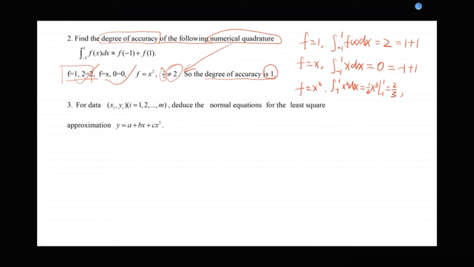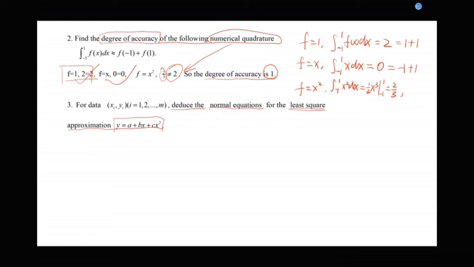Okay, last question. For the data (xi, yi), i from 1, 2 to m, we ask you to deduce the normal equations for the least square approximation. Now I ask you to practice with the quadratic polynomial. In the lectures, I taught you to deduce it for approximating the linear function. But now I ask you to practice for the quadratic polynomial. Actually the idea is the same.